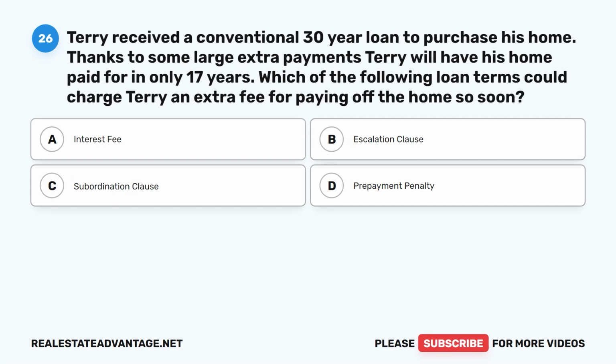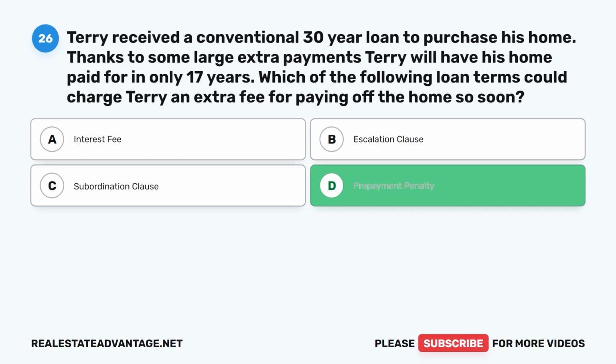Question 26. Terry received a conventional 30-year loan to purchase his home. Thanks to some large extra payments, Terry will have his home paid for in only 17 years. Which of the following loan terms could charge Terry an extra fee for paying off the home so soon? A. Interest fee. B. Escalation clause. C. Subordination clause. D. Prepayment penalty. The correct answer is D.